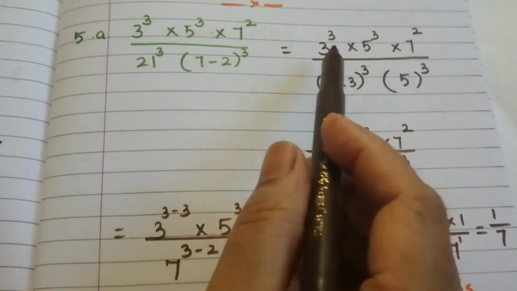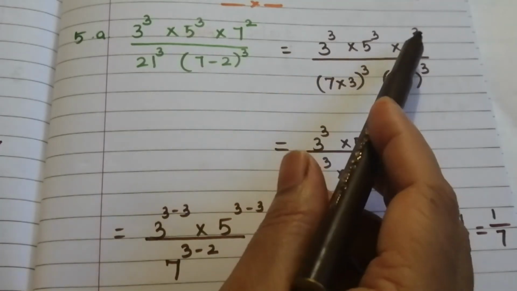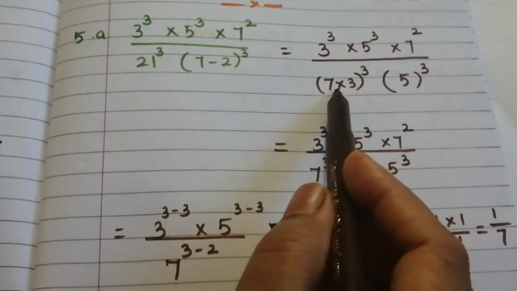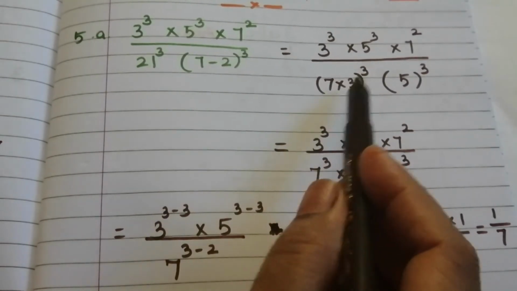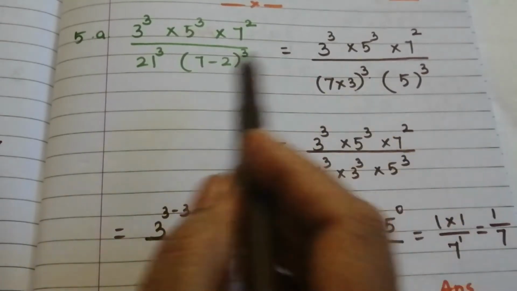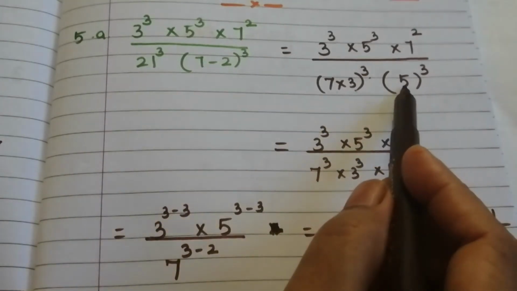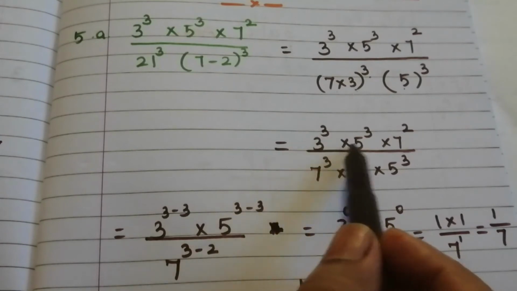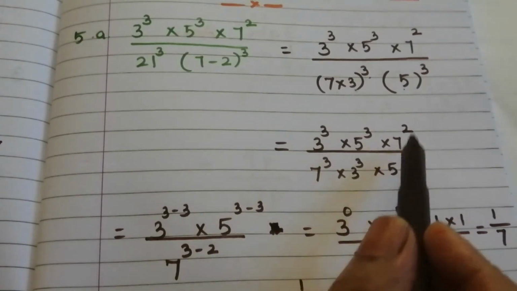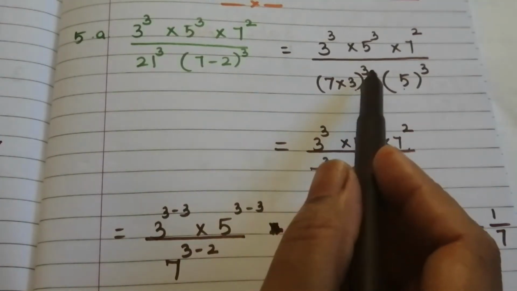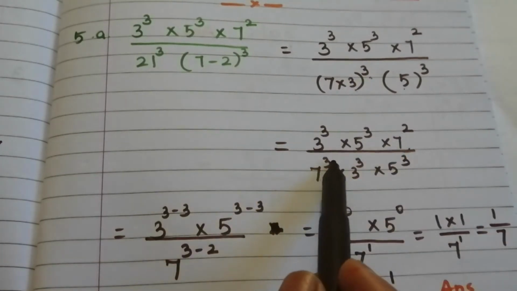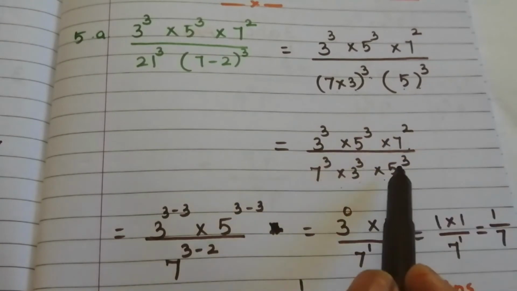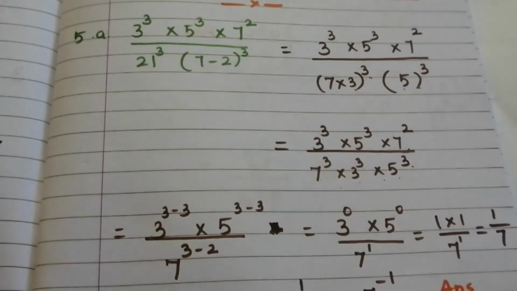So this is equal to 3 cube into 5 cube into 7 square, and we write 21 as 7 into 3. 7 3s are 21, power 3, and 7 minus 2 is 5, 5 cube. This is equal to 3 cube into 5 cube into 7 square, and we write 7 into 3 power 3 as 7 power 3 into 3 power 3 into this 5 power 3.